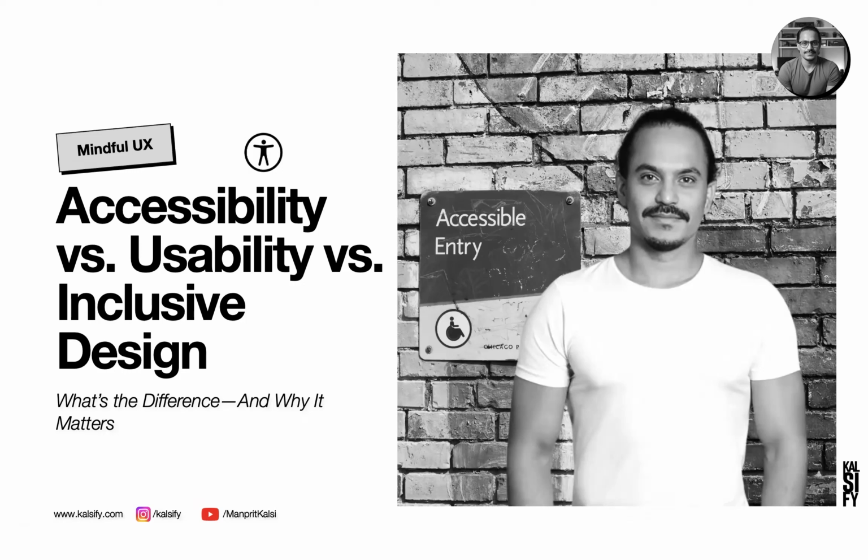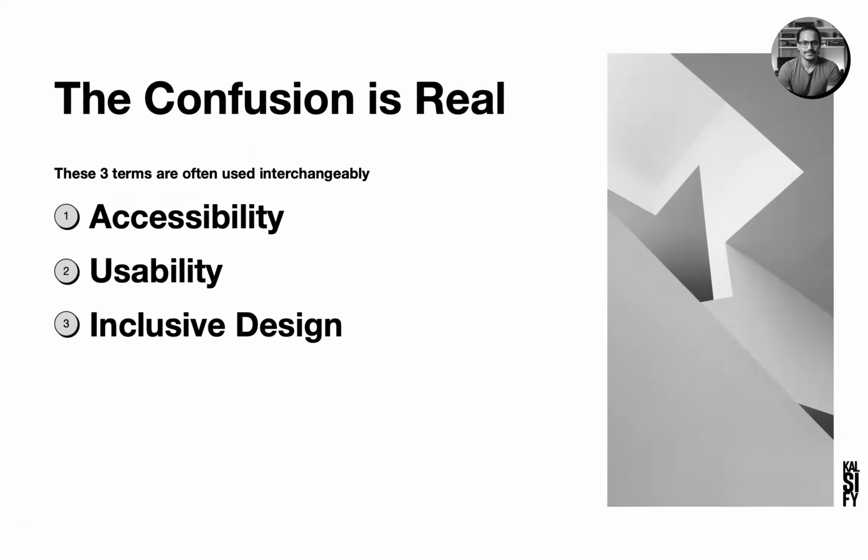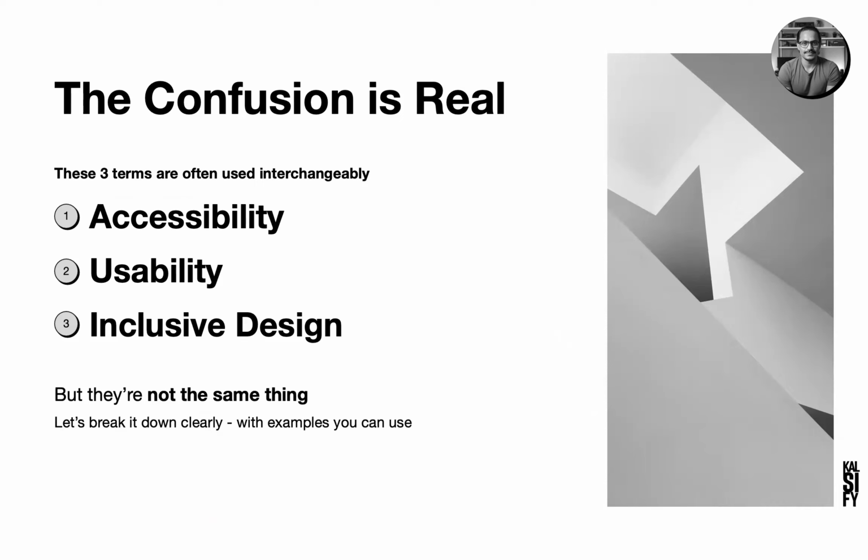Next, let's clear this up. Accessibility, usability, and inclusive design. What's the difference? Alright, let's be honest. People often use these terms interchangeably, but they are not the same thing. While they're all related, they focus on different aspects of designing better digital experiences. So let's break it down in a simple and practical way.